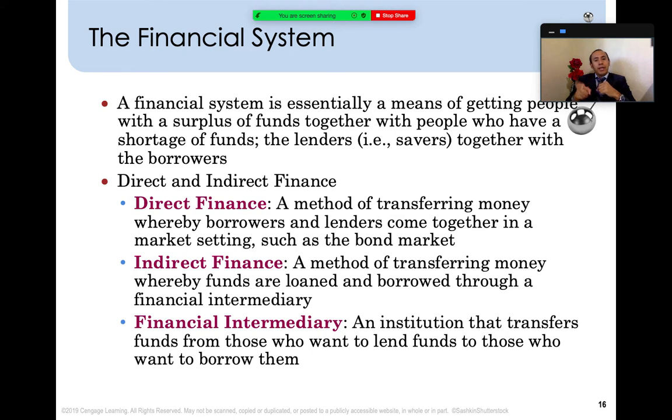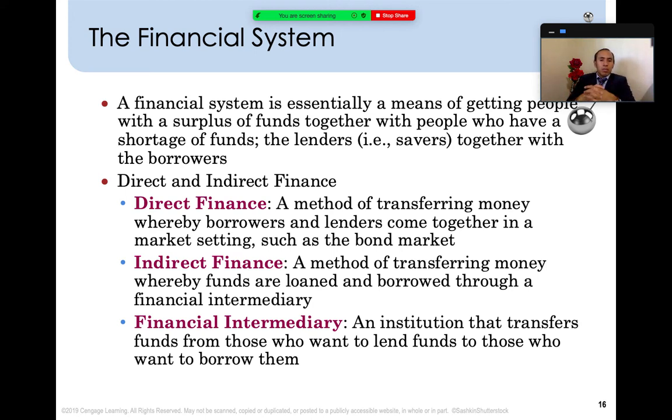Indirect finance is where you have a financial institution financing the investment. It's a little bit different: a method of transferring money whereby the funds are loaned and borrowed through a financial institution. This is typically what most of us do. Indirectly, you save your money in the bank, and that money is used to finance a lot of other things. The financial intermediary is where all of us go for credit card loans, auto loans, mortgage loans, and some business loans. So be happy if you're saving in the bank, because you're indirectly helping someone else finance their project.